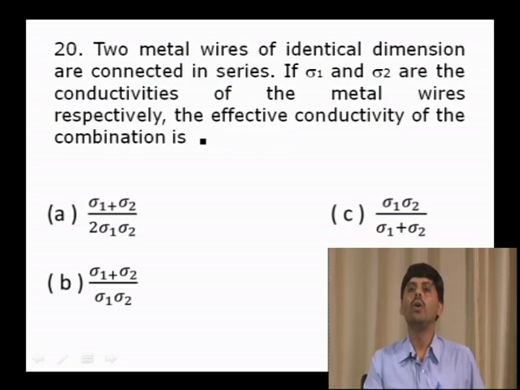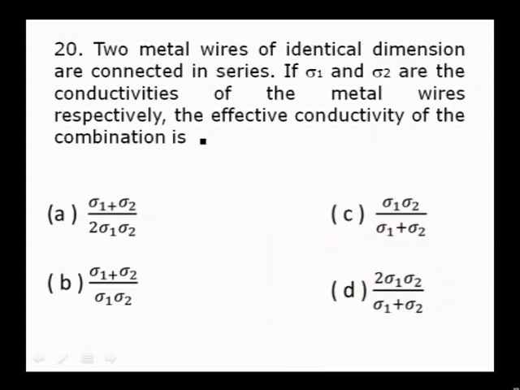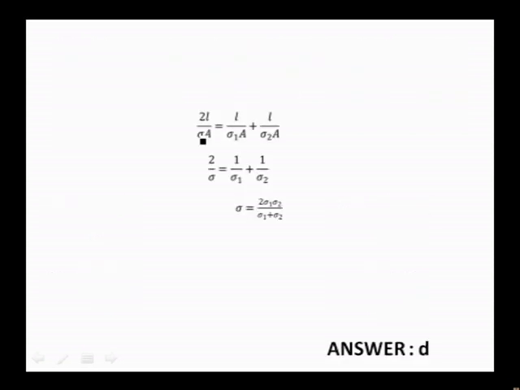Question number 20. Two metal wires of identical dimensions are connected in series. If sigma 1 and sigma 2 are the conductivities of the material of the wires respectively, the effective conductivity of the combination is: option A, sigma 1 plus sigma 2 divided by 2 sigma 1 sigma 2, option B, sigma 1 plus sigma 2 divided by sigma 1 into sigma 2, option C, sigma 1 sigma 2 divided by sigma 1 plus sigma 2, option D, 2 sigma 1 sigma 2 divided by sigma 1 plus sigma 2. Okay. The solution for this.